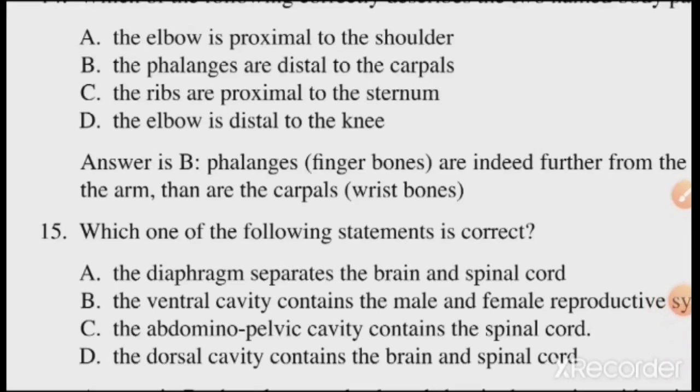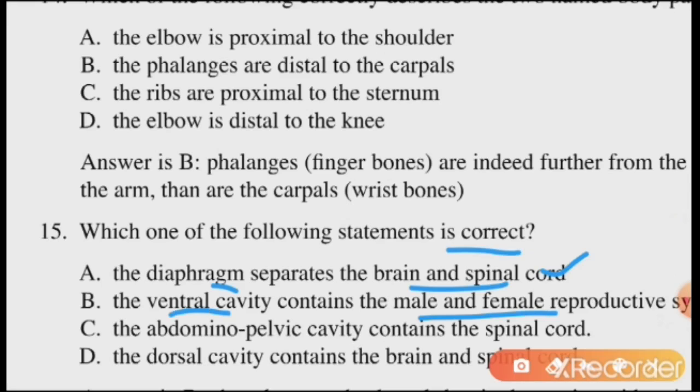Next question: which one of the following statements is correct? Option A, the diaphragm separates the brain and spinal cord. Option B, the ventral cavity contains the male reproductive system. Option C, the abdominopelvic cavity contains the spinal cord. Option D, the dorsal cavity contains the brain and spinal cord.